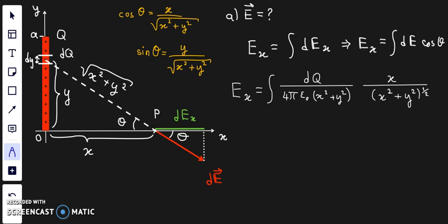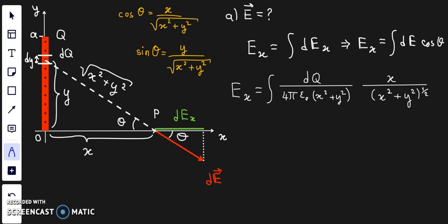Now this could be simplified a little bit because the expression x squared plus y squared appears twice in the denominator. First time it appears it has a power of 1, and the second time it appears it has a power of 1 over 2, that's the square root. So we can combine these, add the powers together, that will make a power of 3 over 2. That's what I'm going to do in the next step. Also, I'm going to replace dq with an expression that has dy in it, because otherwise I won't be able to integrate, right?